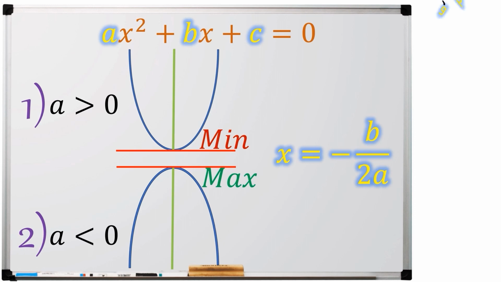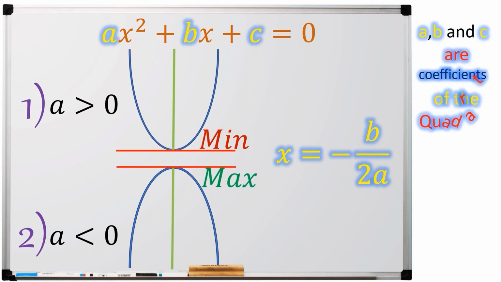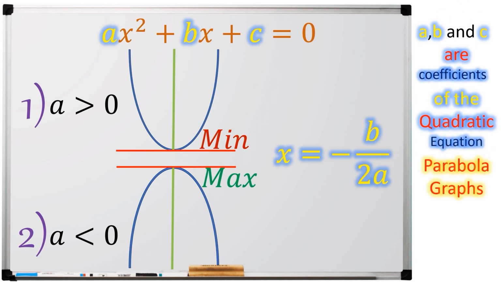As you can see, A, B, and C represent the coefficients of the quadratic equation. Quadratic equations are associated with parabolic graphs that can either open upwards or downwards depending on the value of A. If A is greater than 0, the graph faces upwards, resulting in a minimum value. On the other hand, if A is less than 0, it produces a graph with a maximum value.